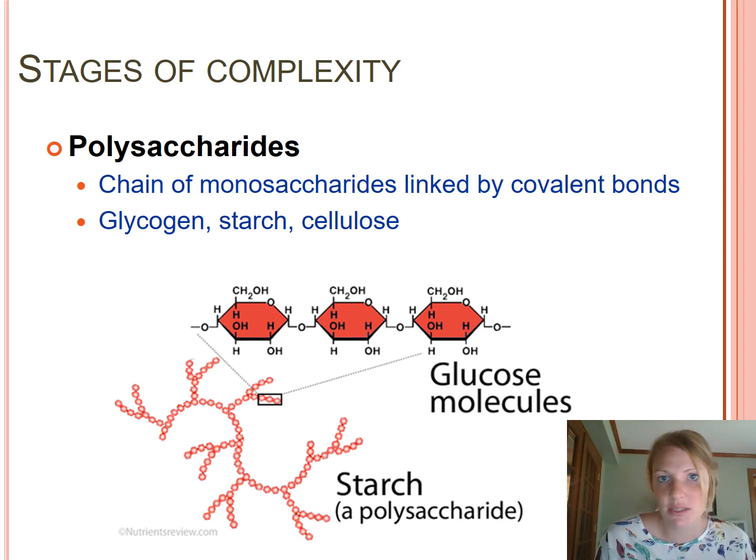These are all linked by covalent bonds in the same way that disaccharides are linked together, and they can get super complex. Glycogen is a very complex polysaccharide. Starches, cellulose, and here's a little picture. All these little rings are supposed to be individual monosaccharides, and you can see that they're highly branched and linked together. This is starch, for example, and it contains a bunch of glucose molecules.